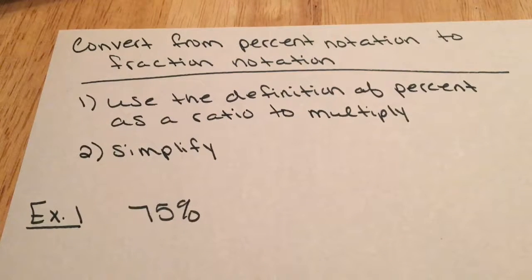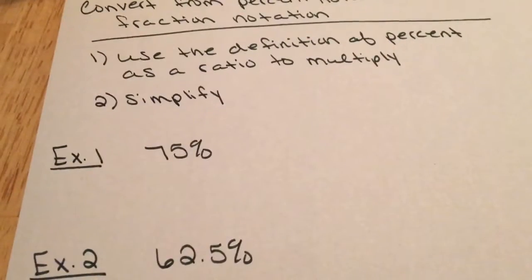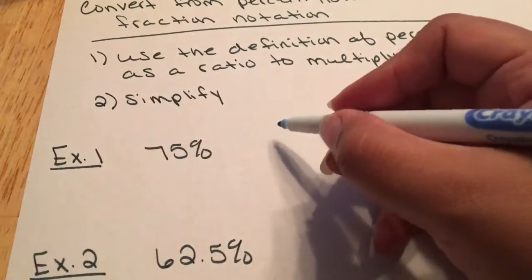The last type of conversion we're going to do is converting from percent to fraction notation. Now this can be a little tricky. Step 1 tells us to use the definition of percent as a ratio to multiply. Step 2 is to simplify. Doesn't sound very difficult, but let's look. So first thing we have is 75%.